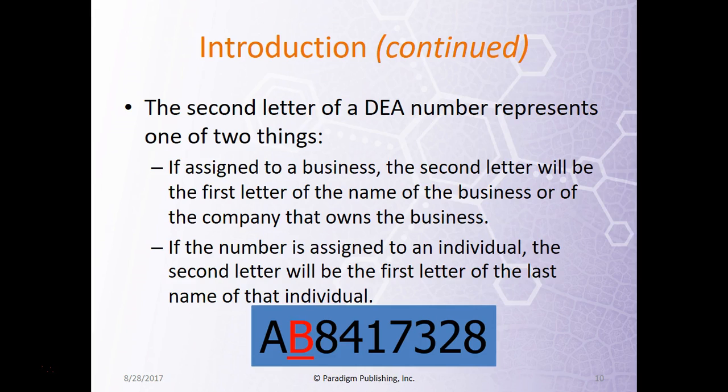The second letter of the DEA number represents one of 2 things. If it's assigned to a business, the second letter would be the first letter of the name of the business or the company that owns the business. If the number is assigned to an individual, the second letter will be the first letter of the last name of the individual.